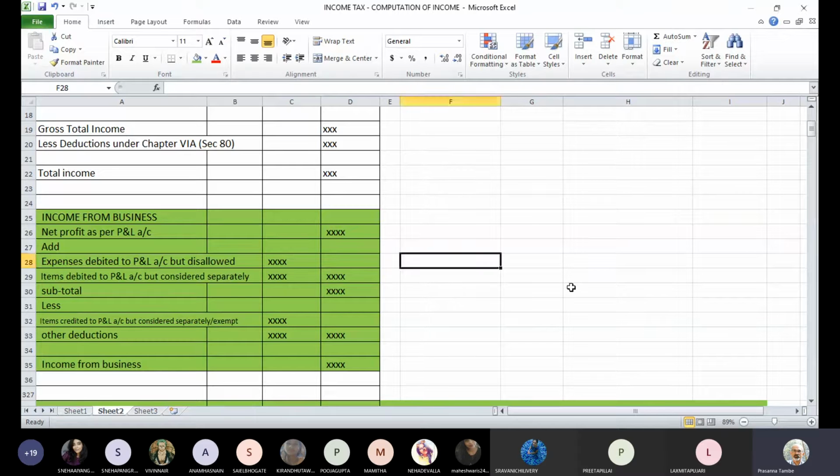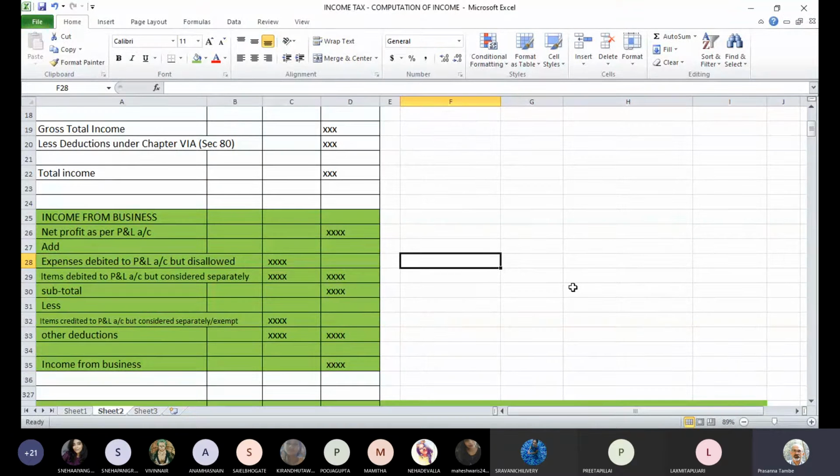In that case, what do we do? We have to add back this amount also. One of the examples is depreciation, because many times depreciation is computed in a different way when you prepare your financial statements, whereas the actual deduction under section 32 will be different. So we have to add back the depreciation which is there as per P&L account and then claim a separate deduction.